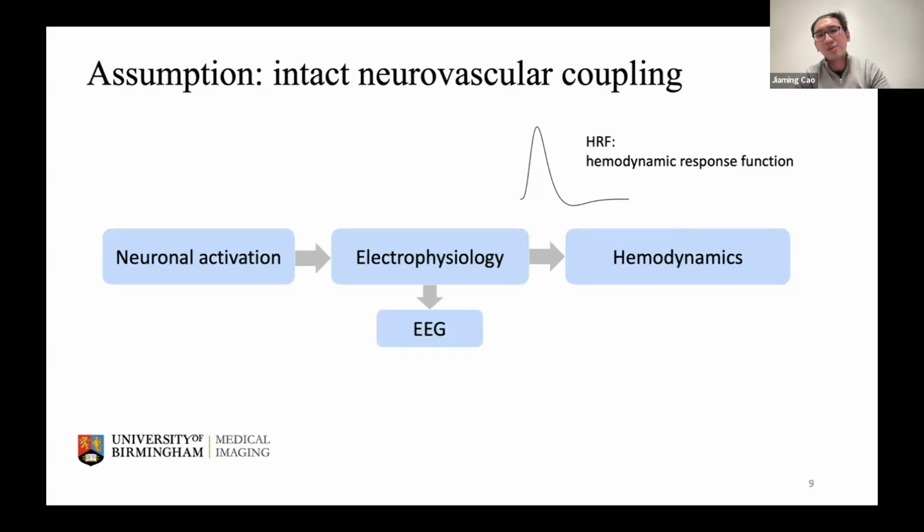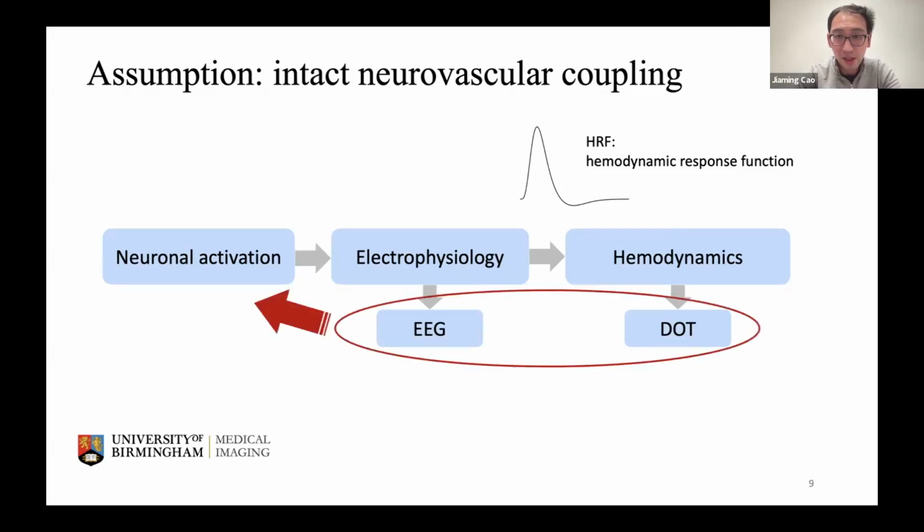And from the first two slides, we know that the electrophysiology is picked up by EEG and hemodynamics is picked up by DOT. And because they come from the very same source, at least that is the assumption, we can combine these two pieces of information and have a better inference of the underlying neuronal activation. And of course, the concern is that what if this link between electrophysiology and hemodynamic is broken, or the shape of the HRF is not what we assume it to be? Then yes, that would be the limitation of this algorithm that I'm going to present.